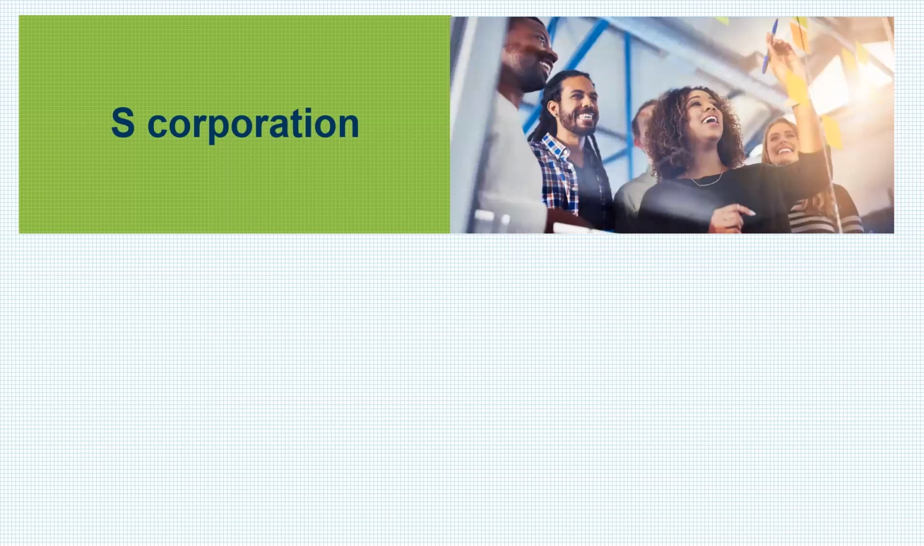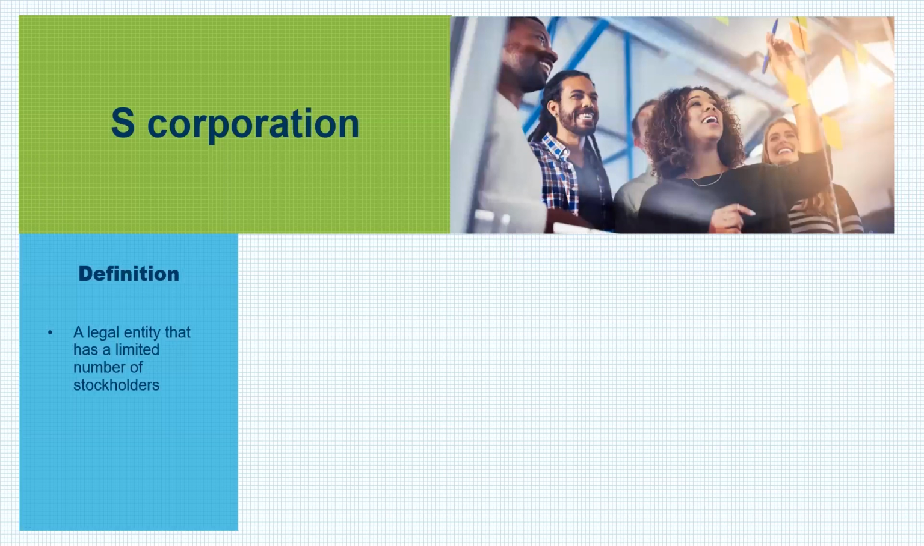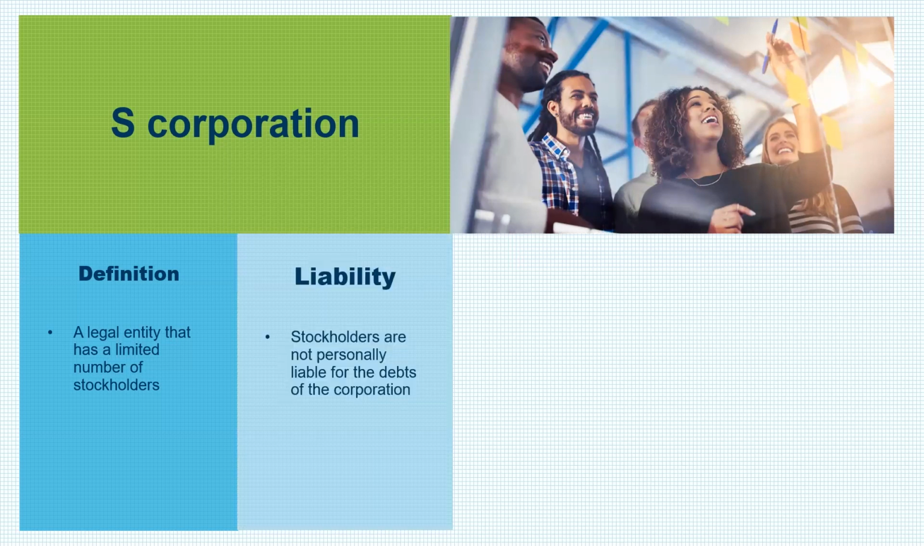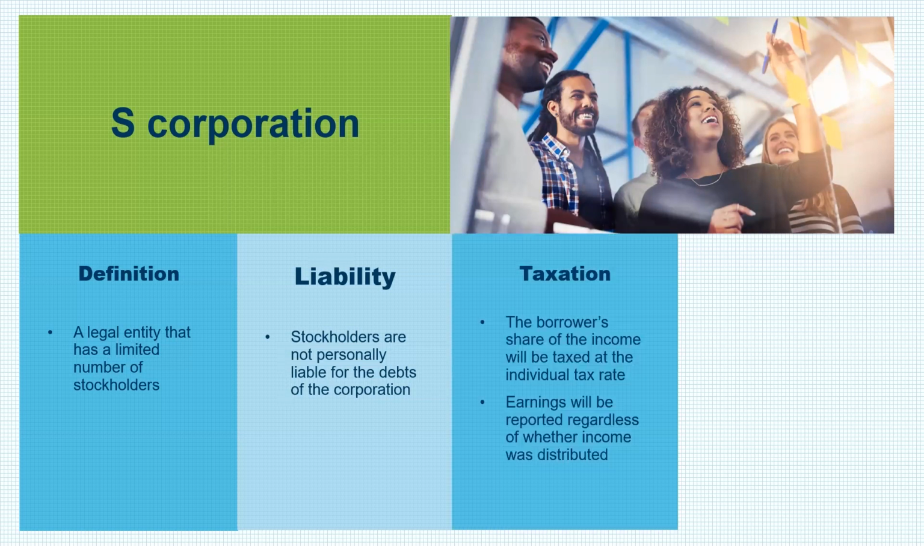An S corporation is a legal entity that has a limited number of stockholders. The stockholders are not personally liable for the debts of the corporation. An S corporation is a pass-through entity. The business does not pay the taxes. The borrower's share of the income will be taxed at the tax rates that apply to the individual. Earnings will be reported to the IRS regardless of whether or not the income was distributed to the stockholder.